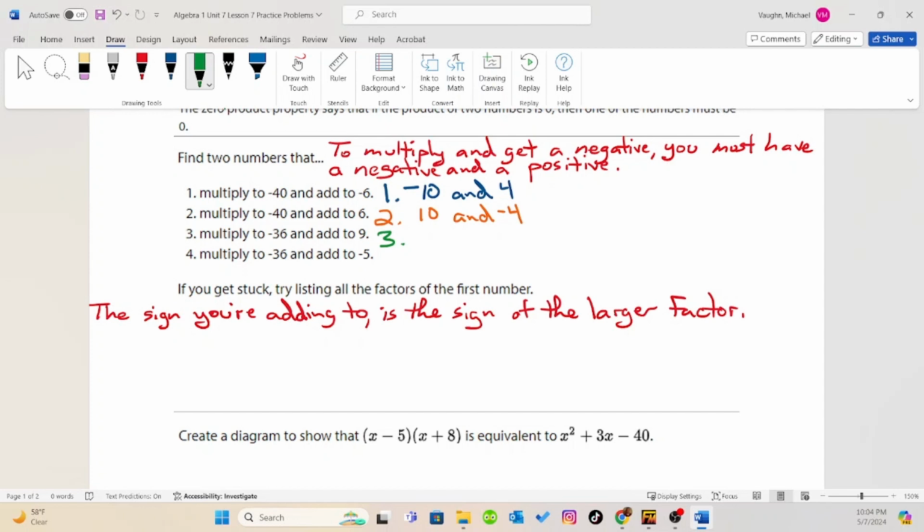So now we just need to know between 3 and 12 which one gets what symbol. Well, we want a positive 9, so we're going to make the larger factor, which is 12, positive, and we're going to make the smaller factor, which is 3, negative. So now 12 times negative 3 does equal 36, and 12 minus 3 does equal 9. So this satisfies number 3.